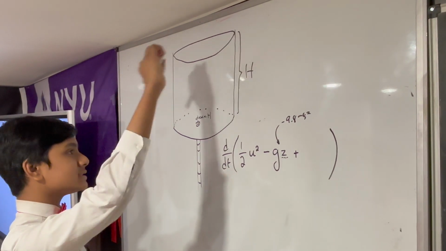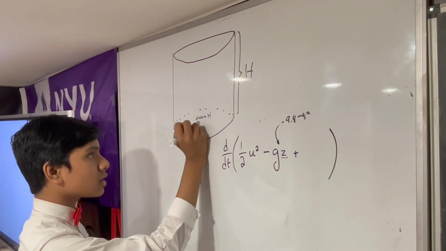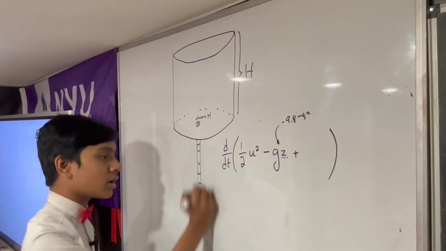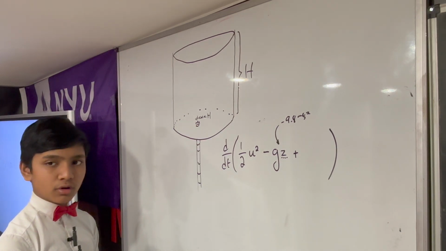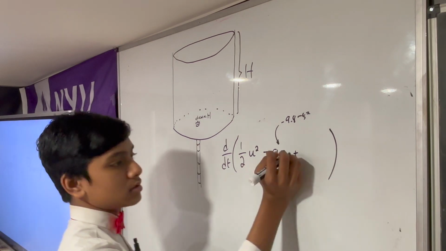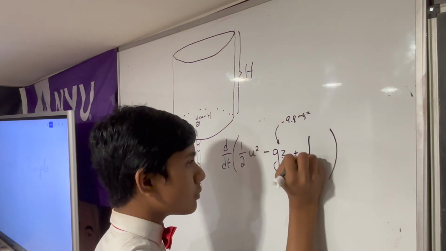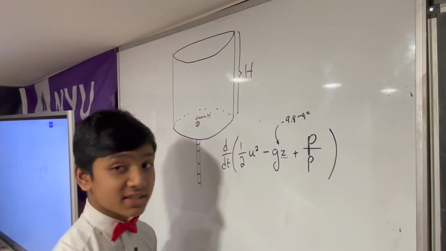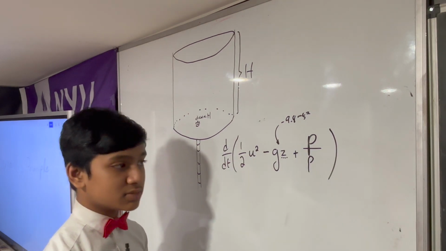Large height, h, and then we drill a hole in the bottom with diameter d, which is much less than h, and we want to approximate the rate at which water is flowing out. So, plus the pressure divided by the density. Of course, this operates under a few assumptions.